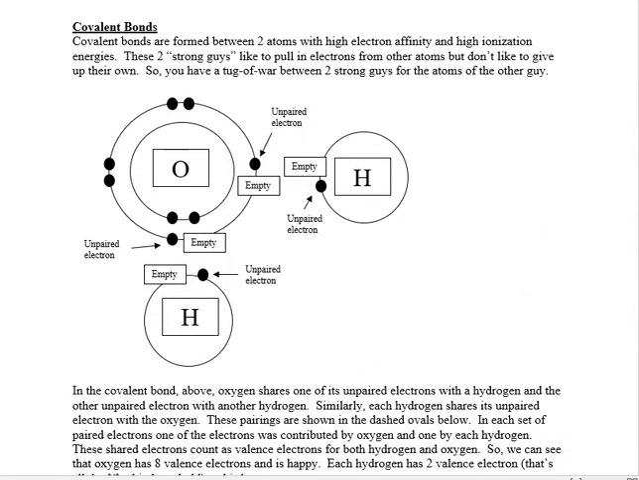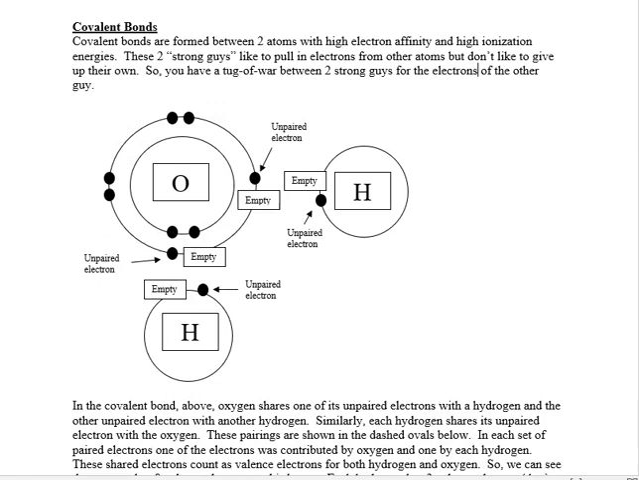Okay, covalent bonds. Covalent bonds are formed between 2 atoms with high electron affinity and high ionization energies. These are 2 strong guys. These two strong guys like to pull in electrons from other atoms, but they don't like to give up their own. So they're very good at holding on to their own electrons, but they also like to pull in electrons from other atoms. If you have a tug of war between 2 strong guys for the electrons of the other guy, then neither one is going to win.